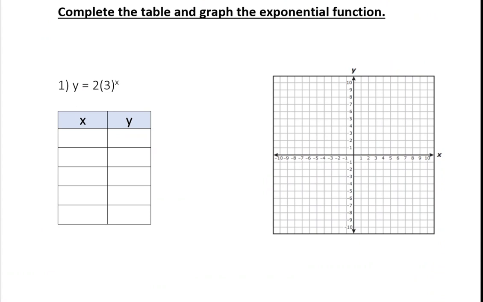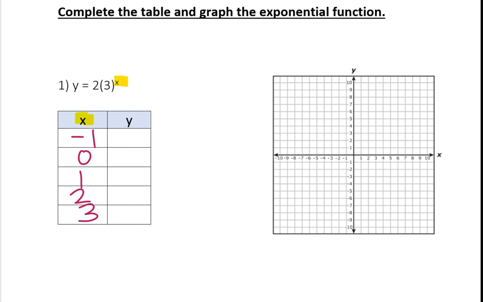Okay, so I'm going to give you some values for x. As you can see, there are no values in our table, so I'm just going to give you some values. We're going to use negative 1, 0, 1, 2, and 3. Okay, so what I'm going to do is plug these x values into my equation where I see the x. I'm going to evaluate for the given x values, and then I'm going to plot those points on my graph.